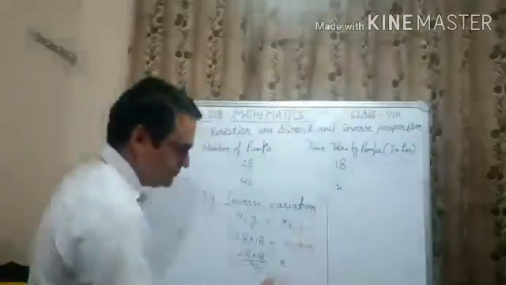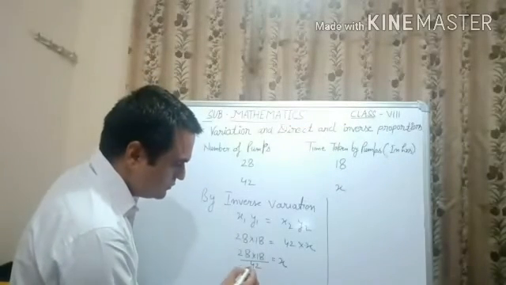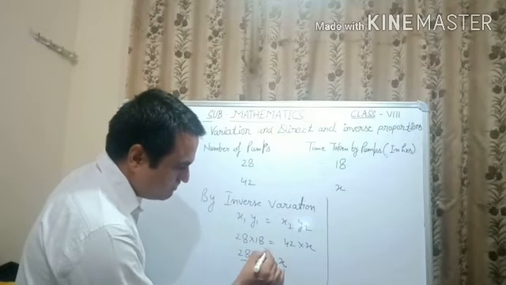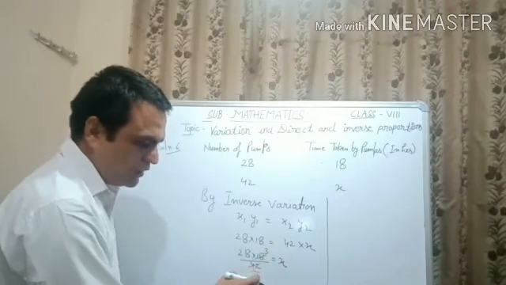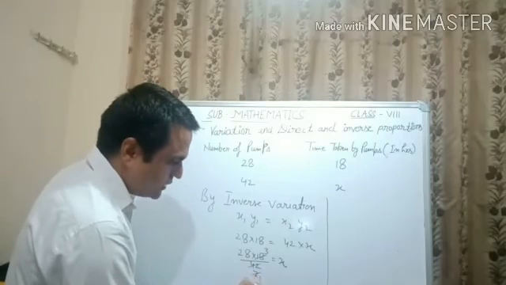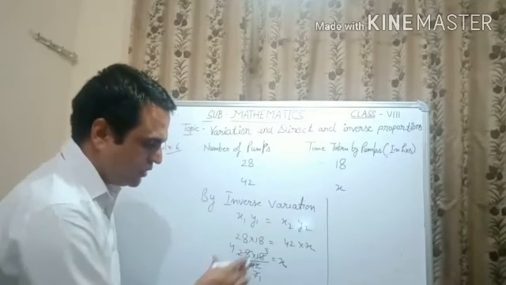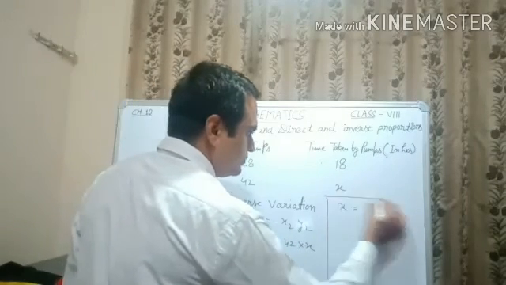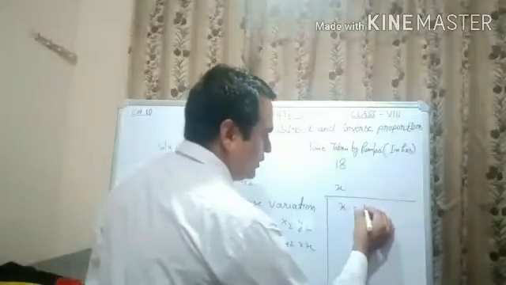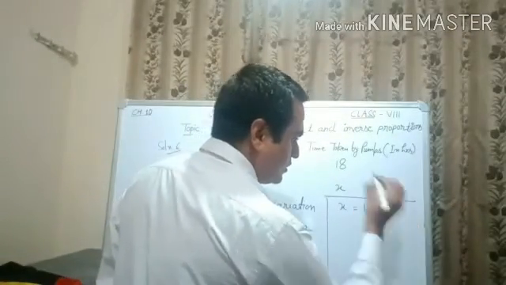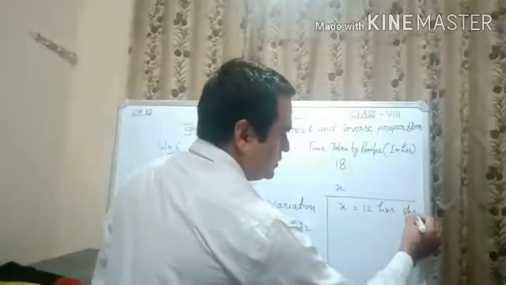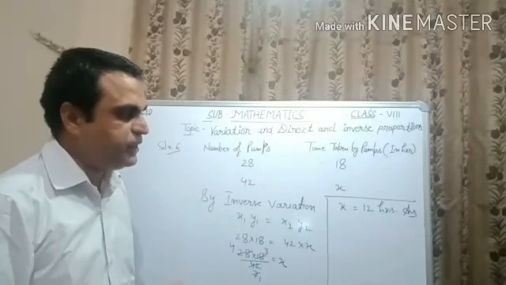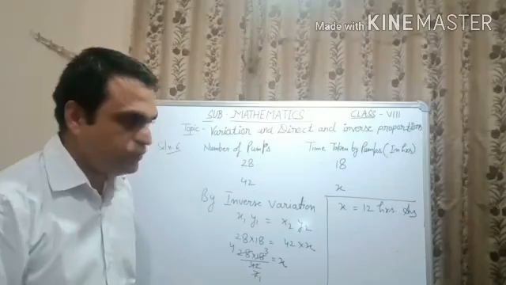I am simplifying here. Now by cutting, 6 3s are 18 and 6 7s are 42. 7 1s are 7 and 7 4s are 28. Now multiply these numbers. Now we get x equals 4 3s are 12. This is our answer. It means if we take 42 pumps, then 42 pumps can empty the reservoir in 12 hours. Now we move to our next question.